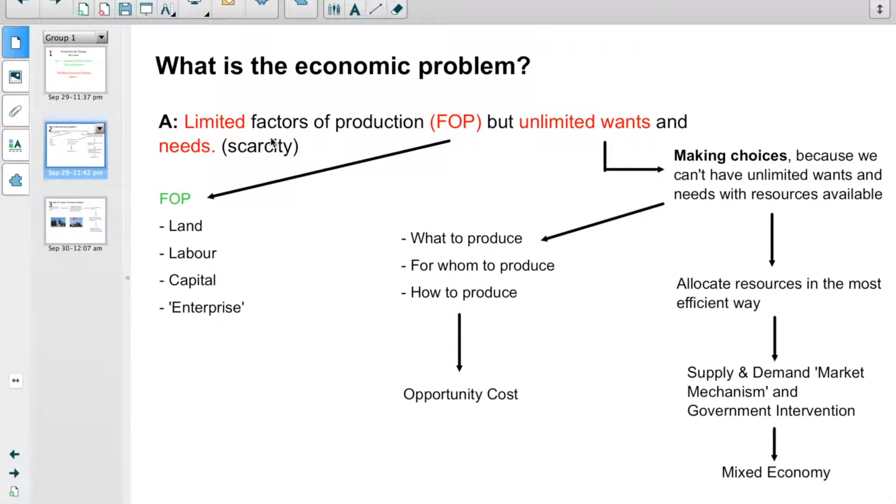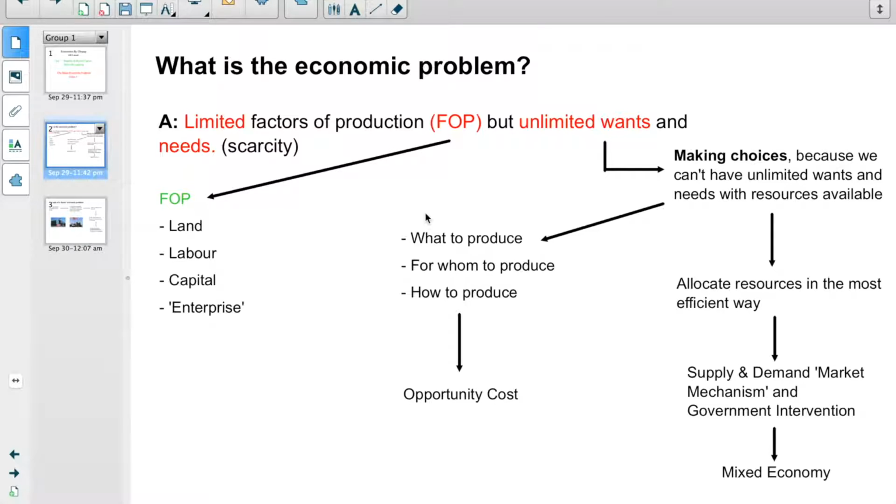Now, if you don't already know, the factors of production are land, labor, capital, and enterprise. When we're talking about the basic economic problem, we tend to only consider the first three. So there's a limited land, labor, and capital. So if we have limited factors of production and the wants and needs are unlimited, what does this lead to? Well, this leads to us, and when I say we, I mean consumers, producers, and the government, having to make choices.